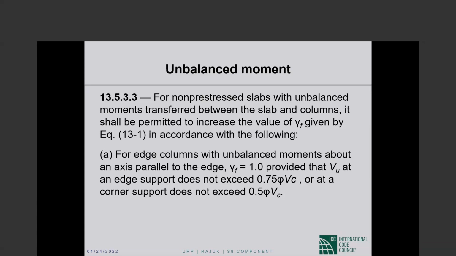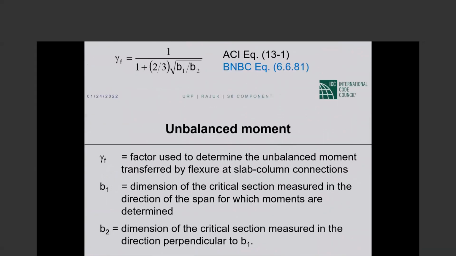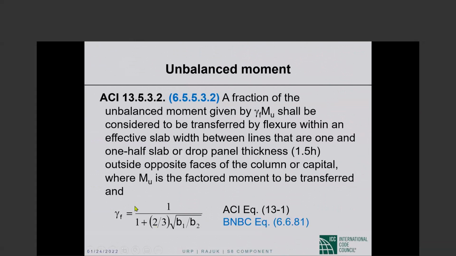For pre-stressed slabs with unbalanced moments transferred between slab and columns, it shall be permitted to increase the value of gamma sub F in accordance with the following. Gamma sub F by this expression comes to 60% for square columns. If it is a rectangular column, you may calculate 62%. It's around 60% by flexure, 40% by shear.